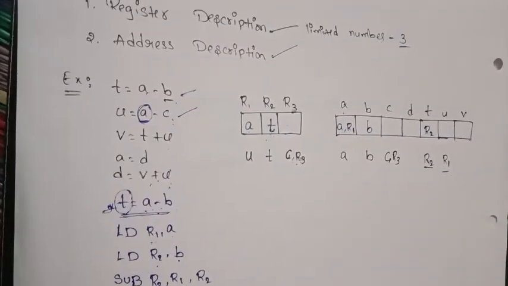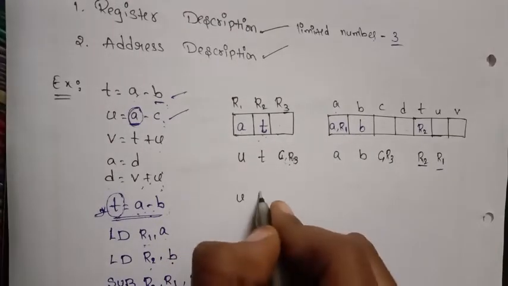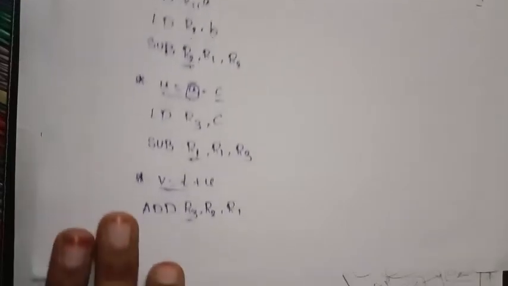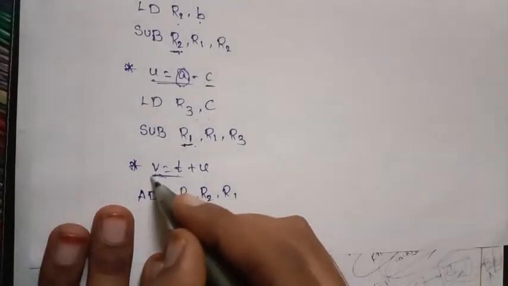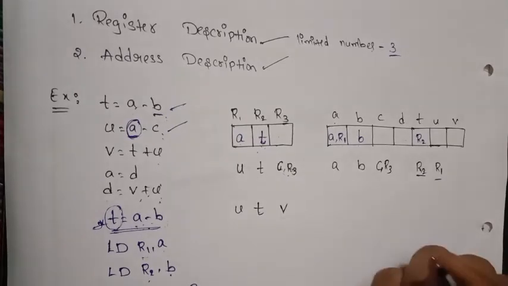Let us write it here guys. How are you going to write? U T in place of R3. In place of R3, what did we get? V value. That is, in place of R3, I am going to replace it with V.